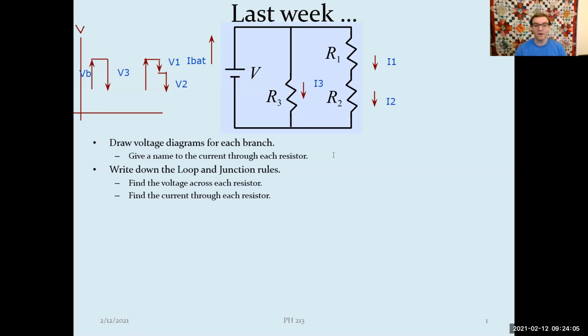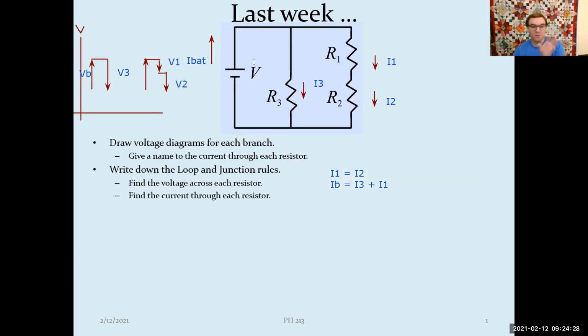One is that R1 and R2 are in series with each other, so there are no interesting junctions there. So I can right away say that I1 and I2 are going to be equal to each other. And then the other junction I have is up there at the top of the screen. That tells me that the incoming current, which is I battery, is going to be equal to the current through 3 plus the current through 1. Those are my junction rules.